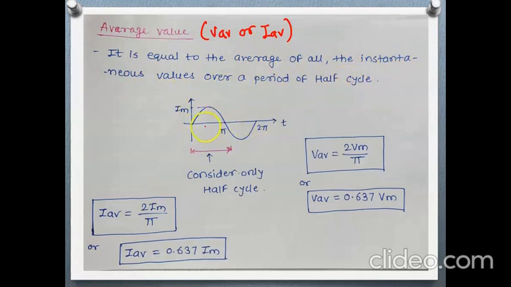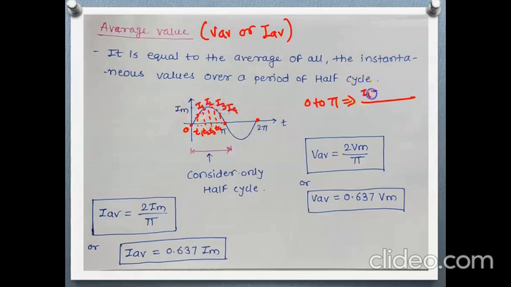We know that this is one complete cycle, from 0 to 2 pi, and from 0 to pi it is a half cycle, or this also is a half cycle. Then the average of all the instantaneous values over a period of half cycle. Suppose we take this from 0 to pi. We take all the values from 0 to pi corresponding to different time instants. Suppose these are T1, T2, T3, T4, and at those points we have I1, I2, I3, I4.